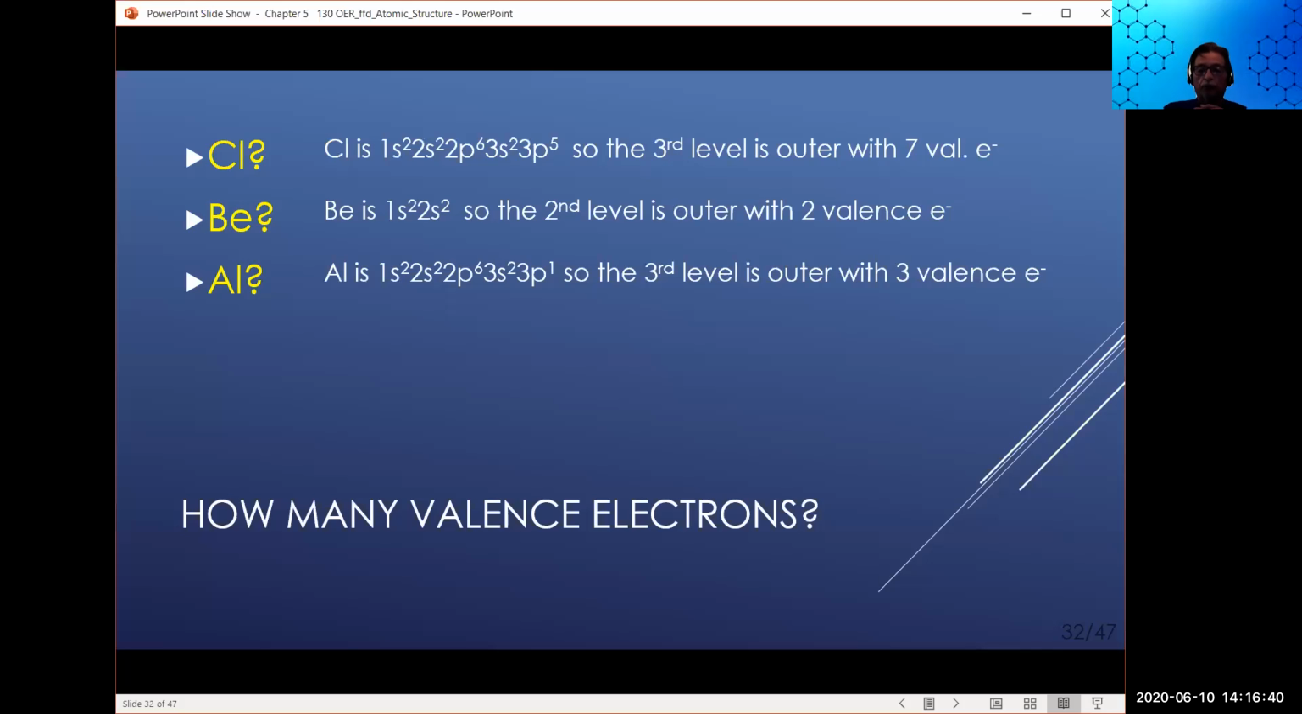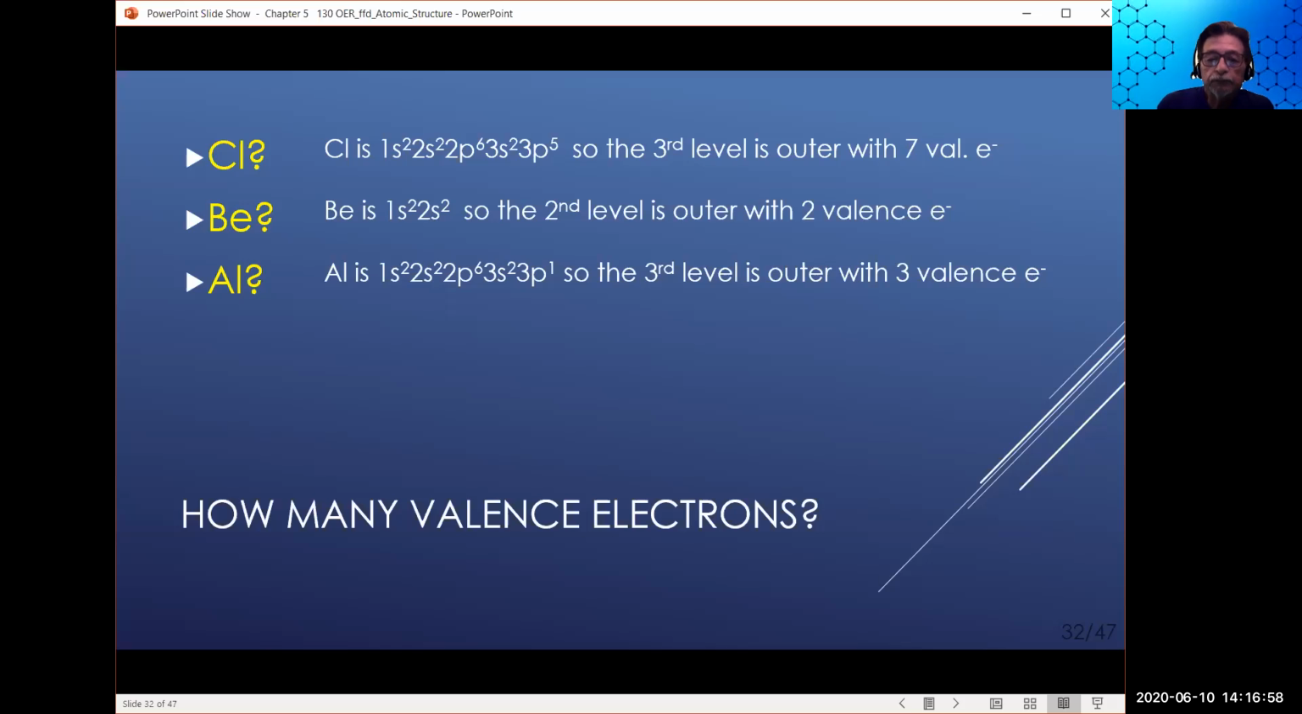Okay, so here's the electron configuration for chlorine. 1s2, 2s2, 2p6, 3s2, and 3p5. The valence electrons on the third energy level, there's 7 of them.